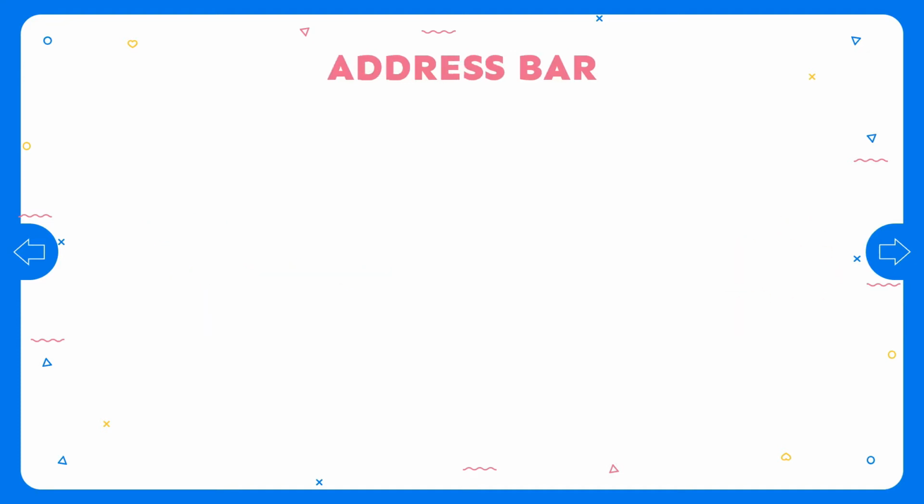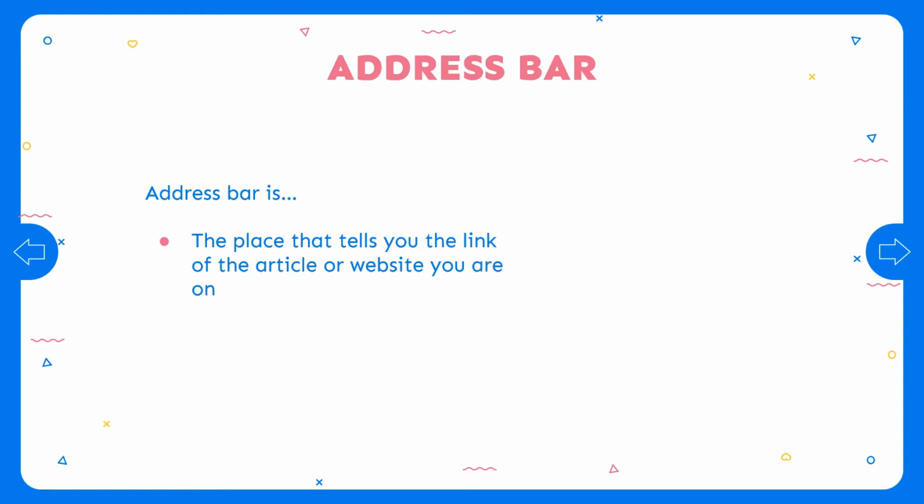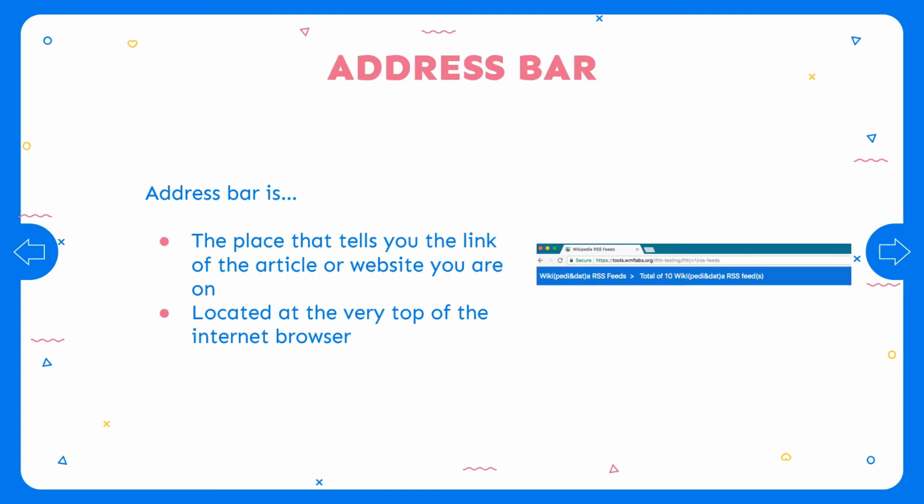Next, we have address bar. Address bar is the place that tells you the link of the article or website you are on. So, do you remember when people ask you to copy and paste the link? This is where you get the link from. It's called the address bar. And the address bar is typically located at the very top of the internet browser. And it looks like this. It's at the very top where the tab is, and this is where you copy and paste your links.